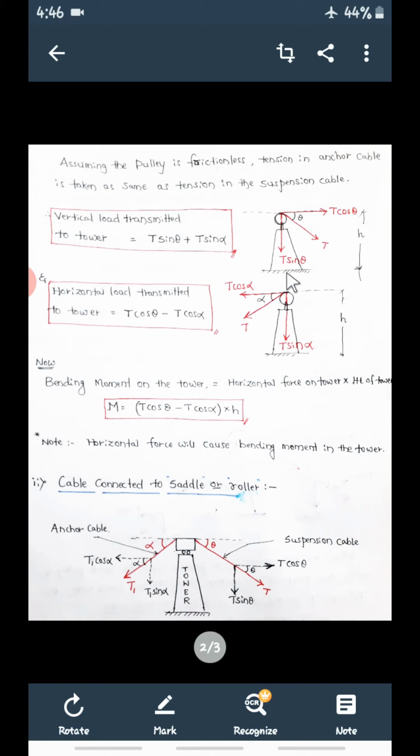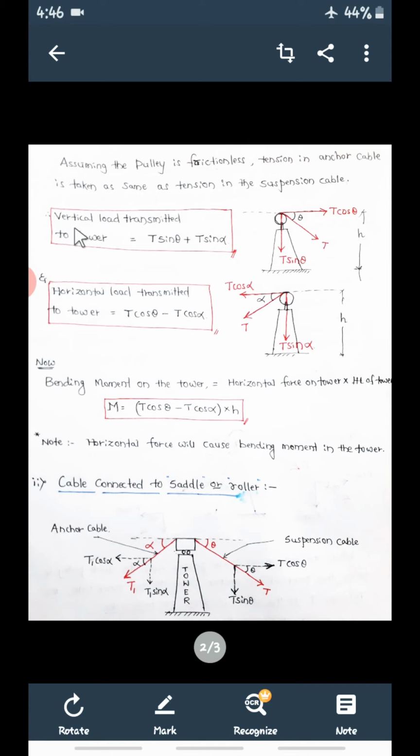Same sketch I have drawn here. So this is the tower. Over this, the pulley will be there, and this is the suspension cable T, the tension in the suspension cable. As usual, we are going to resolve this with the help of this theta. So this horizontal component will be T cos theta and the vertical component will be T sin theta. And this is the height of the tower, small h.